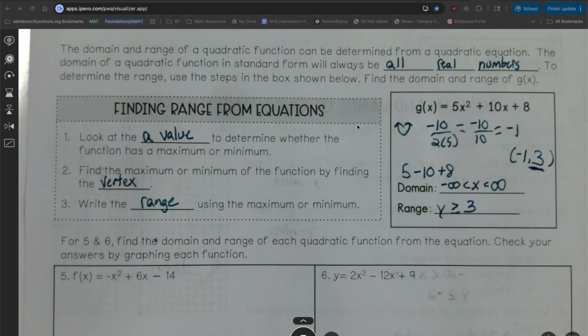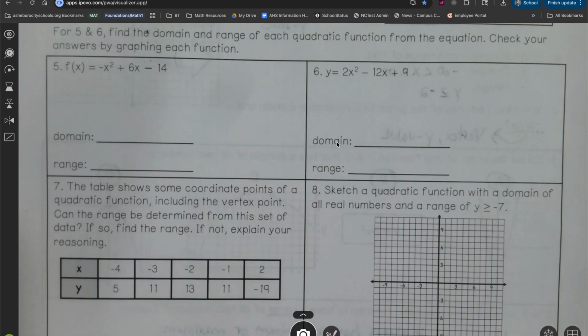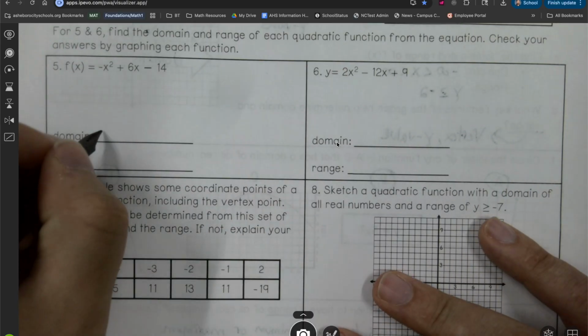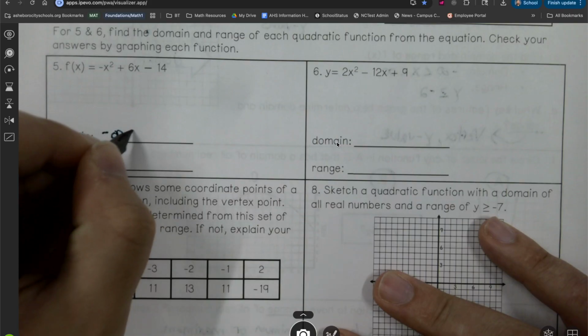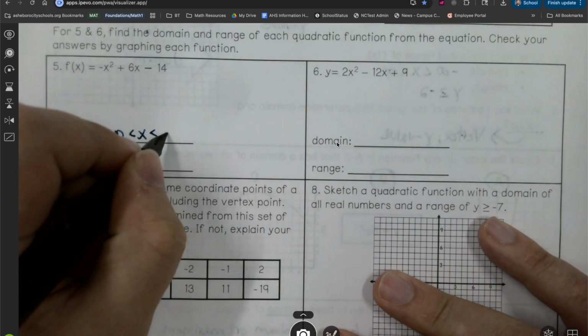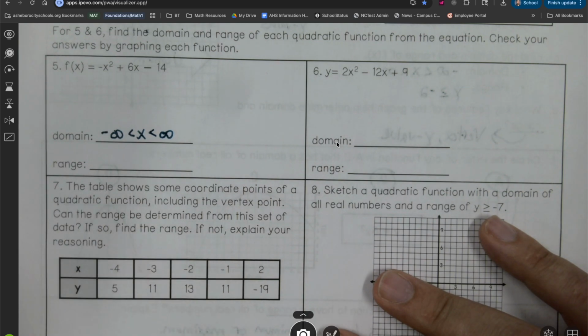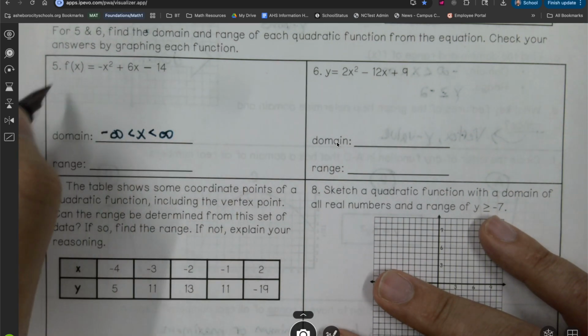Okay? All right, so we're going to take a look at the ones here at the bottom, and then you guys are going to practice this a little bit. Okay, so the domain here is going to still be from negative infinity to positive infinity, just like every quadratic, but the range, we're going to have to find the vertex. So again, let's find our a and our b.